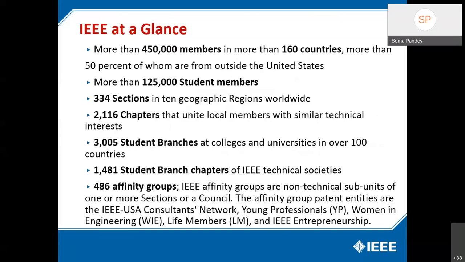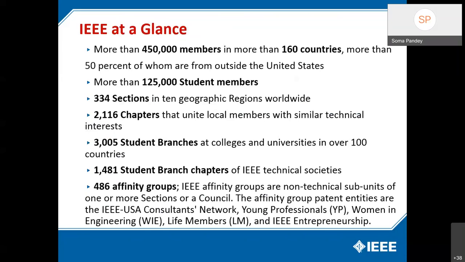So IEEE at a glance, I will just give you an idea of the numbers across the world. We have 450,000 members in 160 countries, and 50% of whom are outside the United States, which means that we are amongst those 50% outside the United States. And there are 125,000 student members. We have 334 sections and 10 geographic regions in the whole world. IEEE has 2,116 chapters, which contribute to the local membership. And there are 3,005 student branches at colleges and universities in over 100 countries.